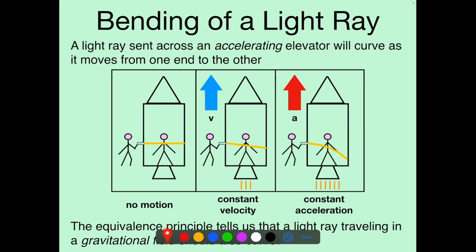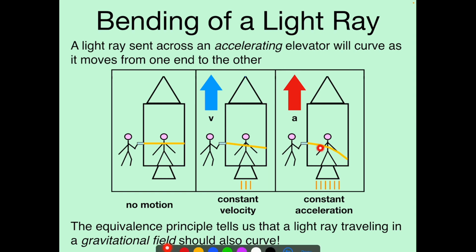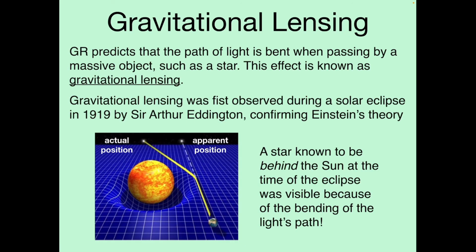Now this light beam is actually going to curve as it goes across the elevator, at least from the perspective of this person. The person in that accelerating reference frame is going to see the light beam curve as it moves across the elevator. But remember, being in an accelerating reference frame like this is equivalent to being in a gravitational field. So that tells us that a light ray traveling in a gravitational field should also curve in the same way that we see here. And that's what we call gravitational lensing.